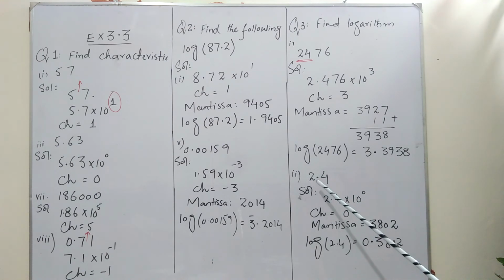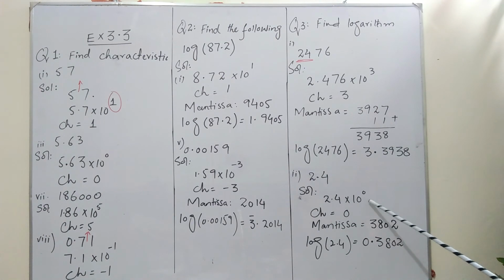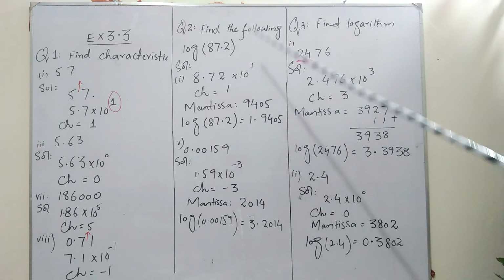Now, part 2 of this question is find the logarithm of 2.4. Now, write the value in scientific notation. It becomes 2.4 multiplied by 10 raised to the power 0. Characteristic is equal to 0. And for the mantissa, check the value of 24. No next digit is there. So, check the value of 24 in the column which is headed by 0. The value is 3802. So log of 2.4 is equal to 0.3802.